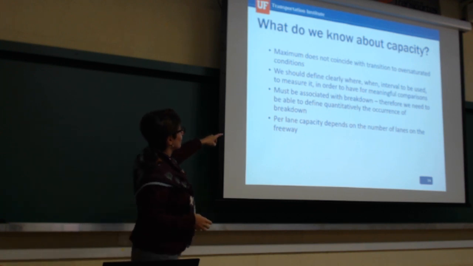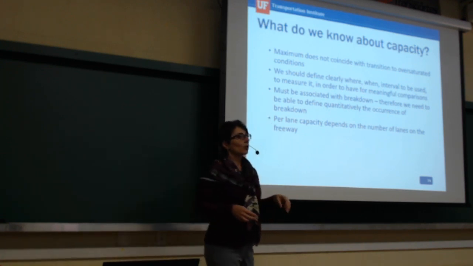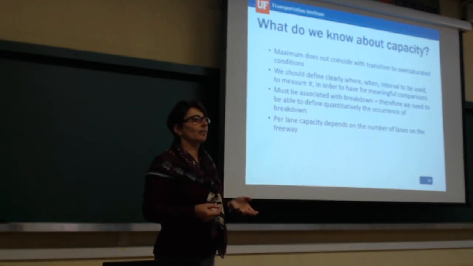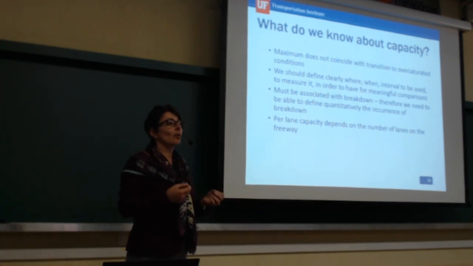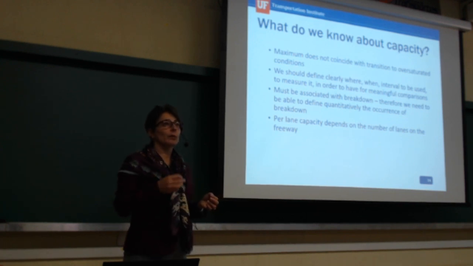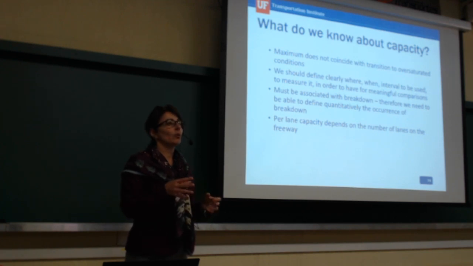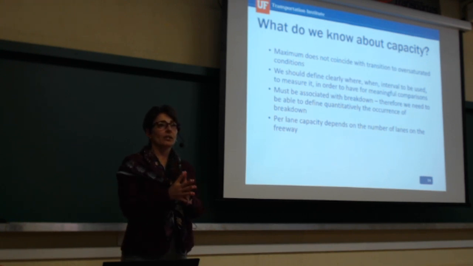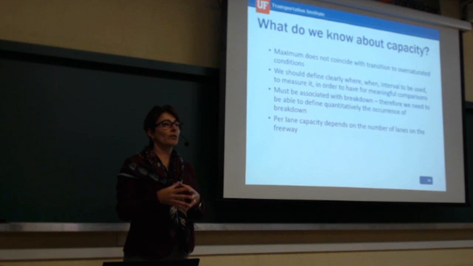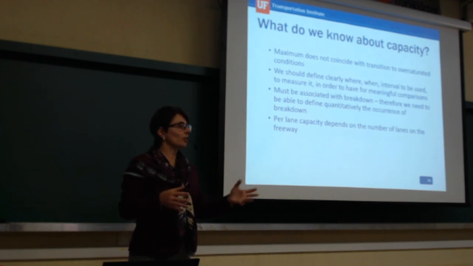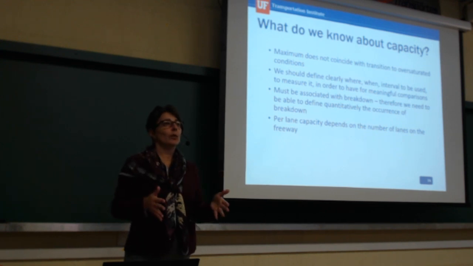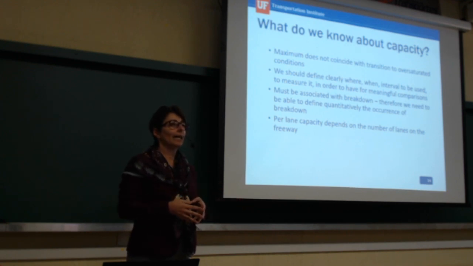And also, the last point here is that in order to measure capacity, to know that you've reached capacity, you have to have breakdown. There's no other way. So in order to get to the maximum throughput, you should be able to observe some kind of breakdown. And you have different types of breakdown when the facility is like a merge and the breakdown happens because of the merge, versus if you have slow-moving trucks on an upgrade and a freeway with no change in the number of lanes, you'd have a very different type of breakdown.